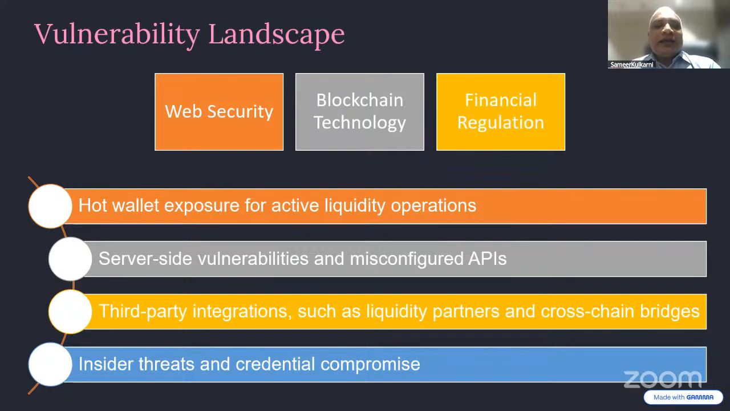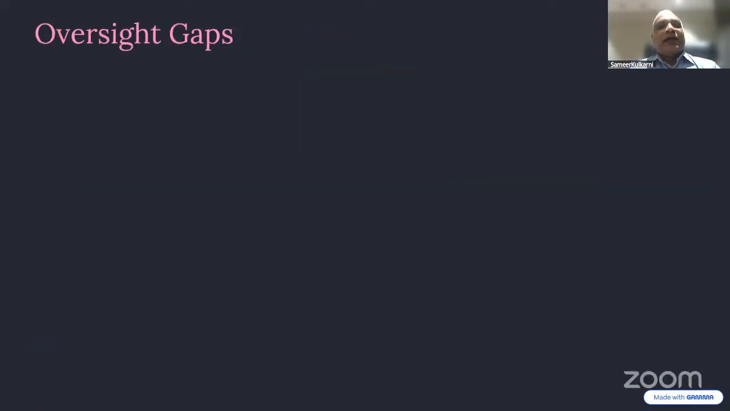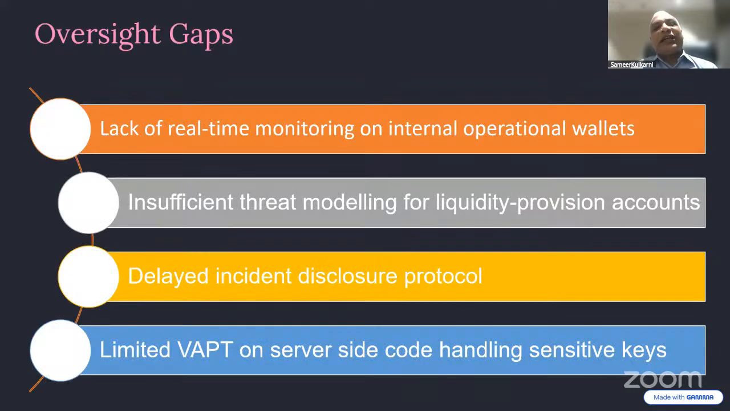And finally, though it is mostly covered by a lot of processes, people inside are the weakest link. There are a lot of insider threats which give away the keys, which give away the passwords and things like that. So their credentials are compromised. All these things are the vulnerabilities in blockchain as well as web technology, right? Coming to this, there are some oversight gaps also.